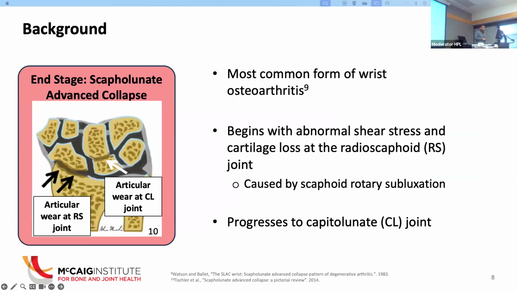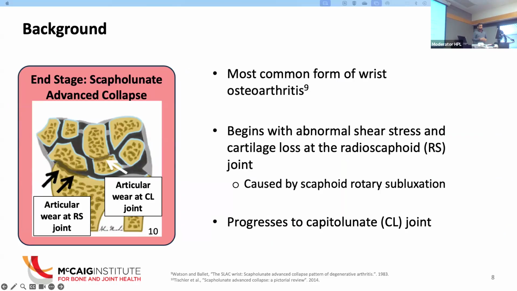But why do we care about this injury in particular? The end stage of this injury is scapholunate advanced collapse, better known as SLAC wrist, and that's the most common form of wrist osteoarthritis. It accounts for over 55% of wrist arthritis cases. And after the ligament is torn, that scaphoid begins to flex, as I mentioned, and shift away from the lunate. So that scaphoid, that bone at the base of your thumb, begins to tilt towards the palm of your hand.